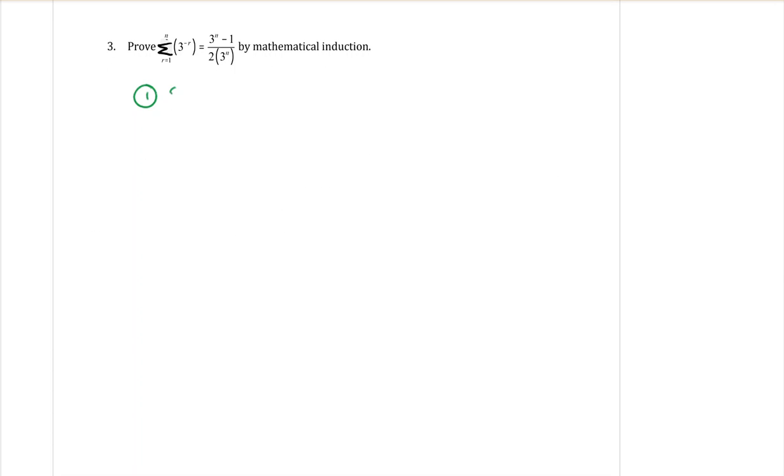First step is always to show that it's true when n equals 1. So in the left-hand side of that equation, we just want to sub 1 into that 3 to the negative r. So that would be 3 to the negative 1, or in other words, that's 1/3. Then into the right-hand side, subbing 1 in, we have 3 to the power of 1, take away 1, over 2 times 3 to the power of 1.